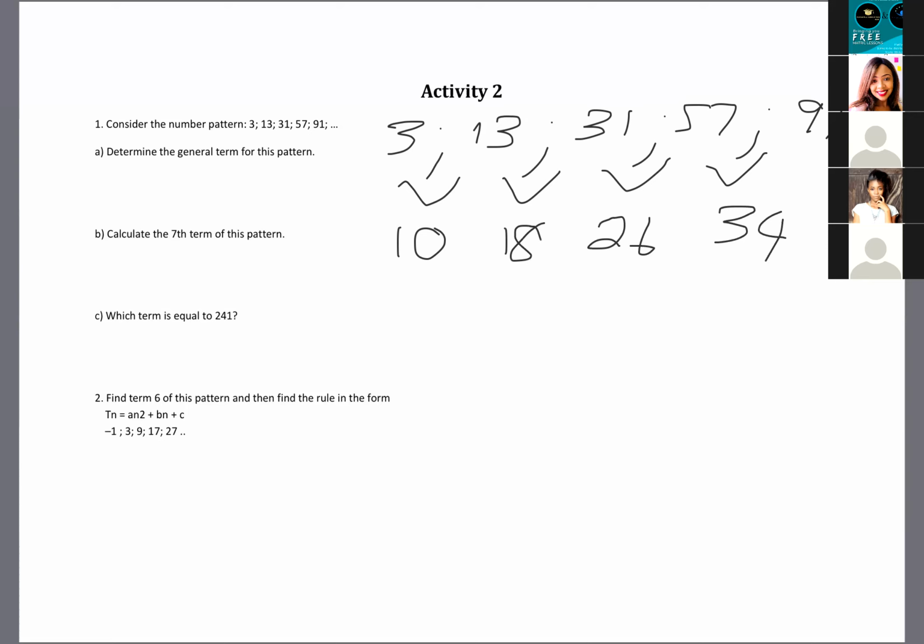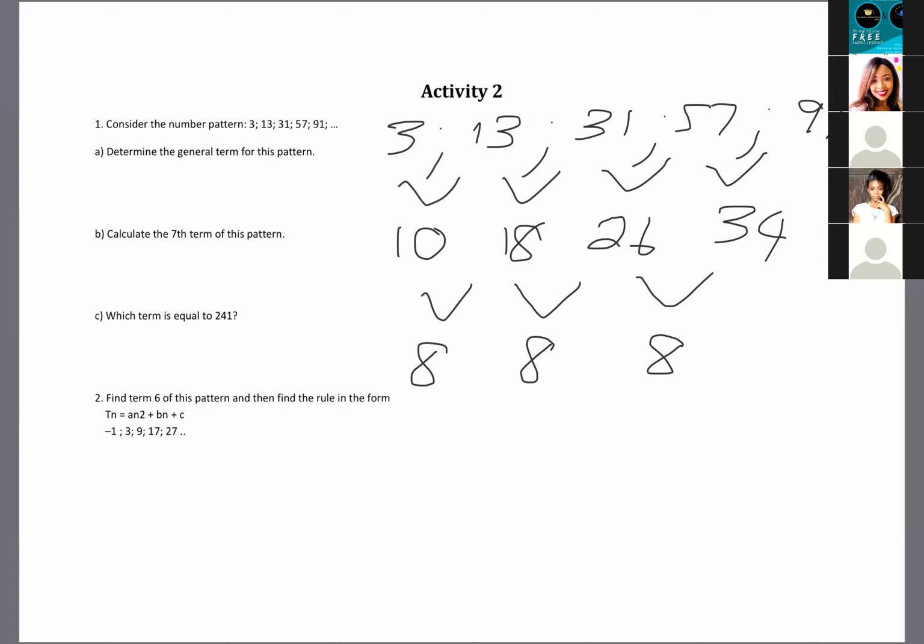So now I find the second difference to see if it's a quadratic sequence. I'm going to say 18 minus 10, that gives me 8. 26 minus 18, that also gives me 8. 34 minus 26 also gives me 8. So this tells me that it's a quadratic sequence.